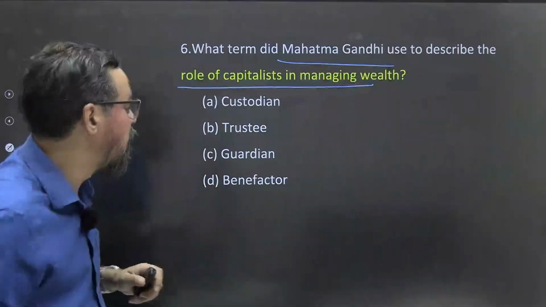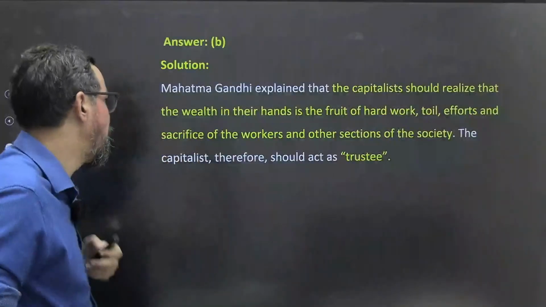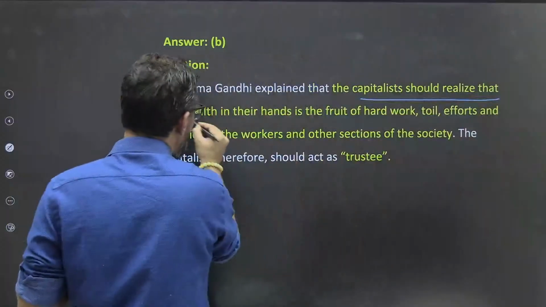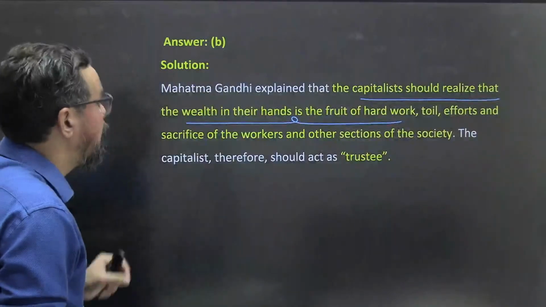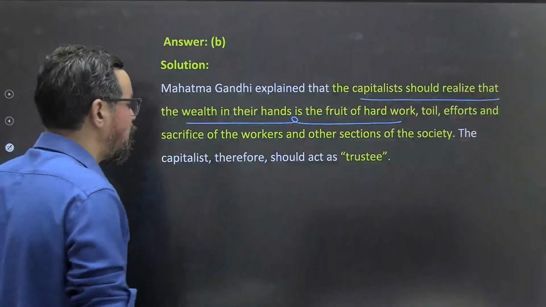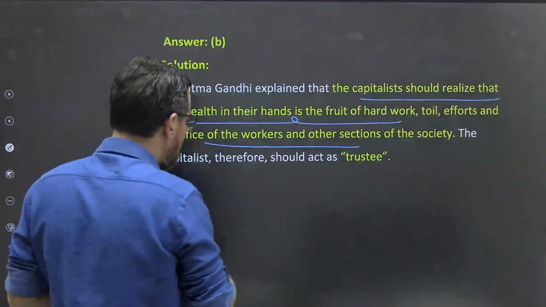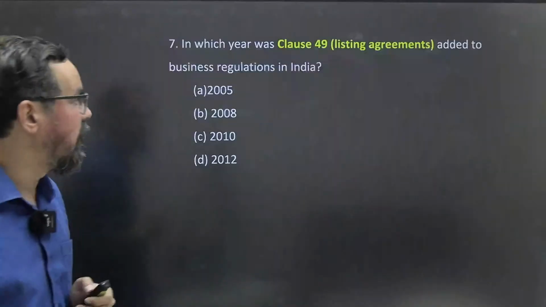So what will be your correct answer? It is trustee. Very good, guys, awesome. B. Mahatma Gandhi explained that capitalists should realize that the wealth in their hands is the fruit of the hard work, toil, efforts and sacrifice of the workers and other sections of society. So they should work as a trustee. So option B is the right answer for this one.